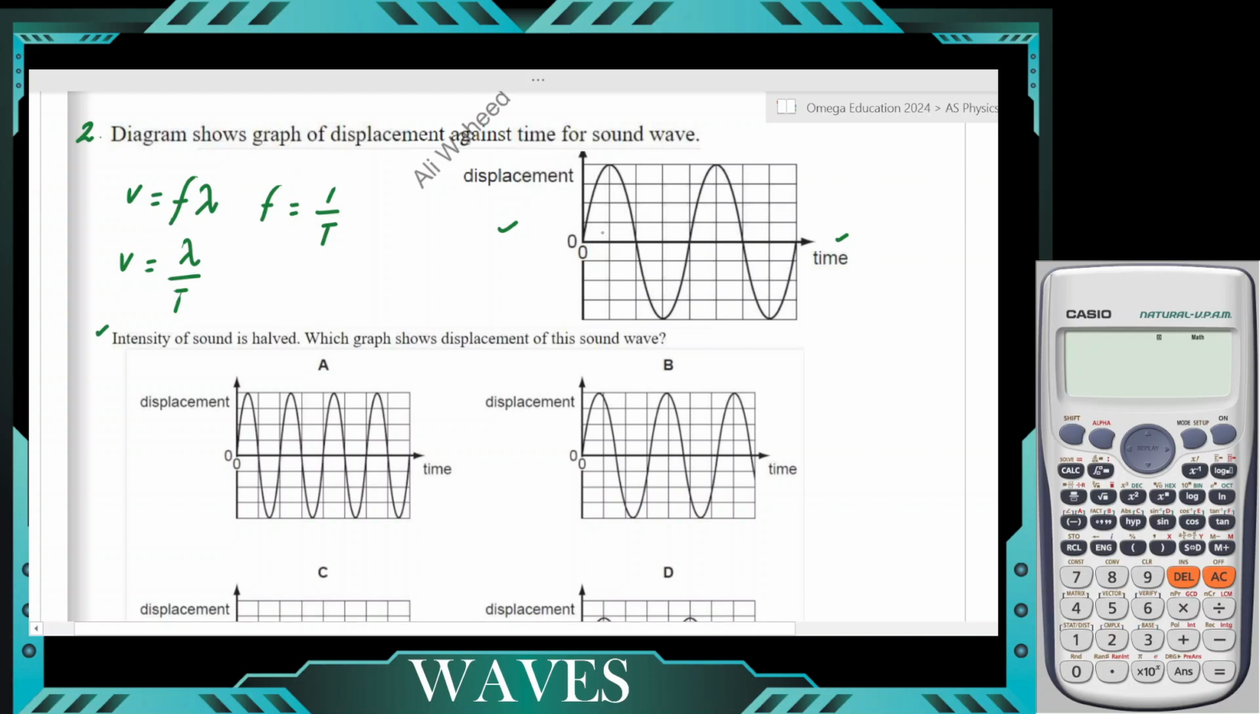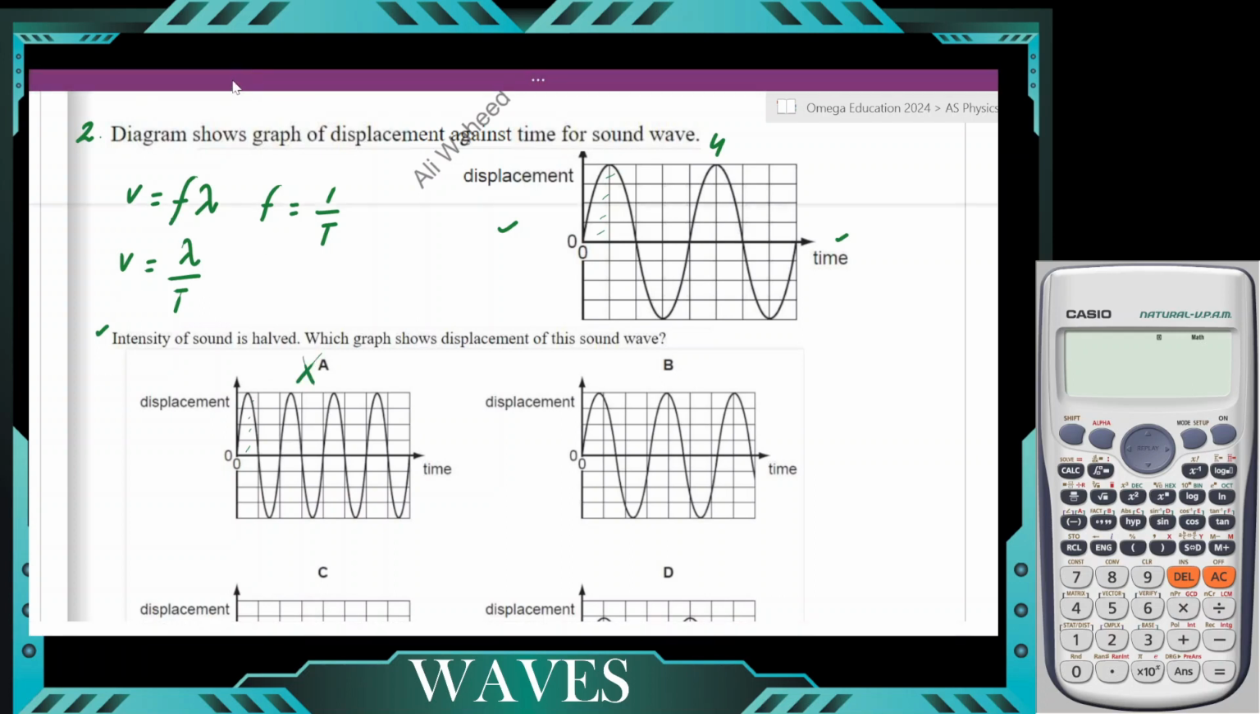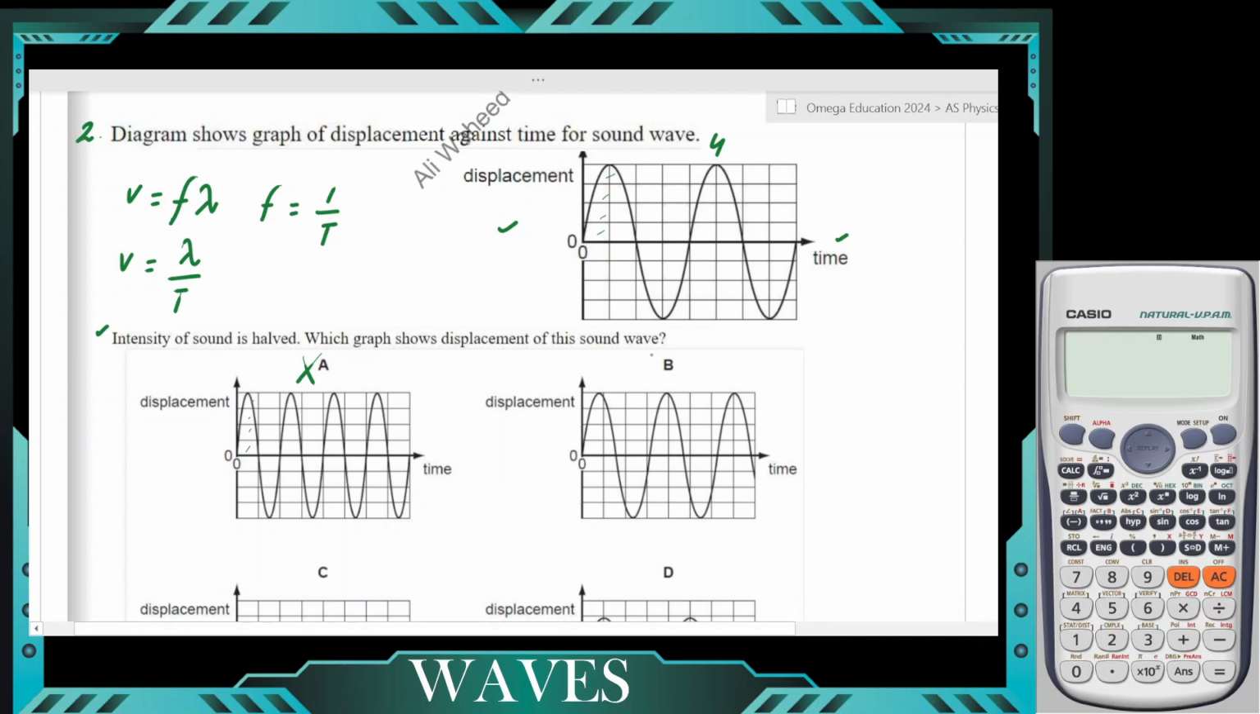So what is the original amplitude? We can say 1, 2, 3, 4 blocks. Let's go with 4. The amplitude is 4. We're not sure about the units, centimeters, millimeters, so 4 in arbitrary units. Now in option A, what is the amplitude after the intensity is halved? 1, 2, 3, 4. It can't be the same. Once again, B, same problem, same amplitude. It is not possible that you reduce the intensity and the amplitude remains the same.